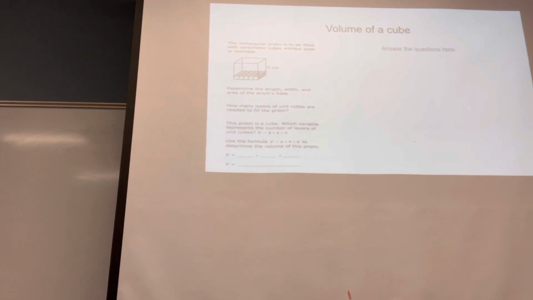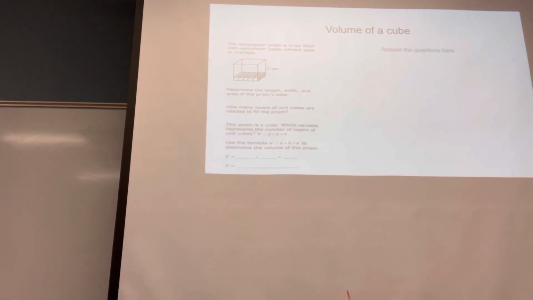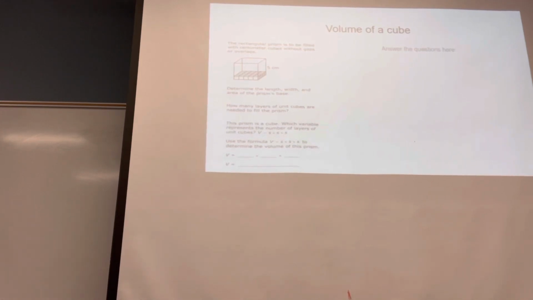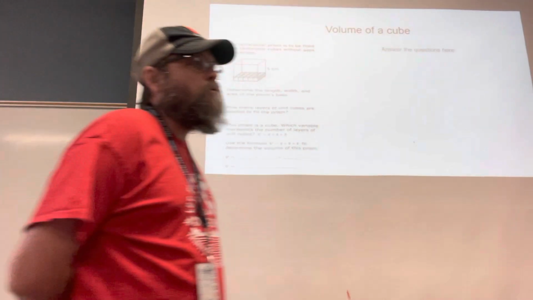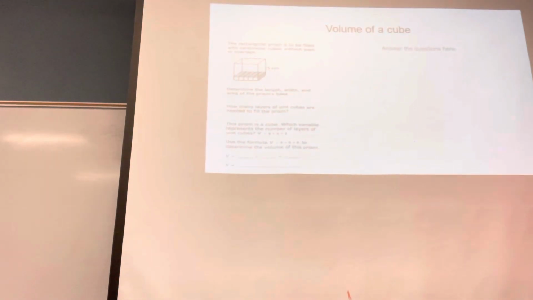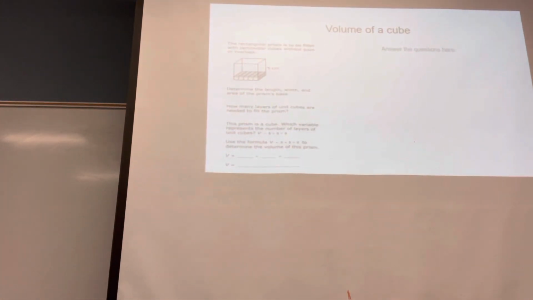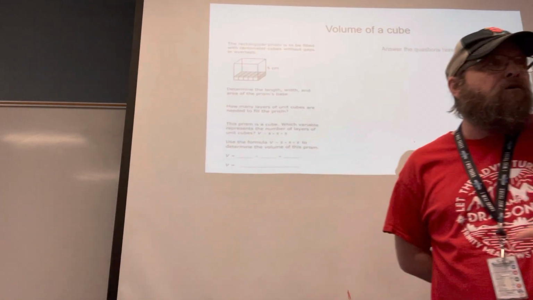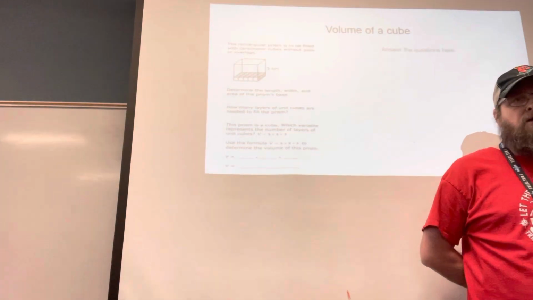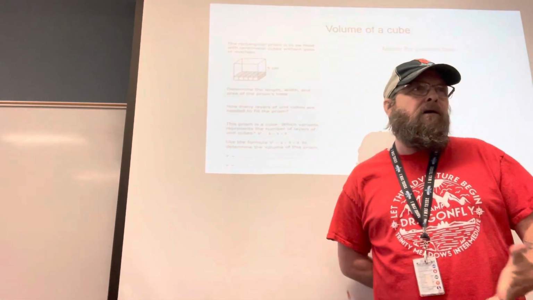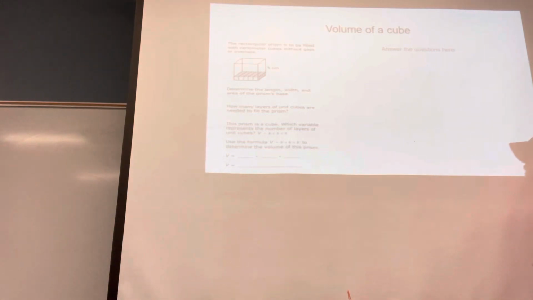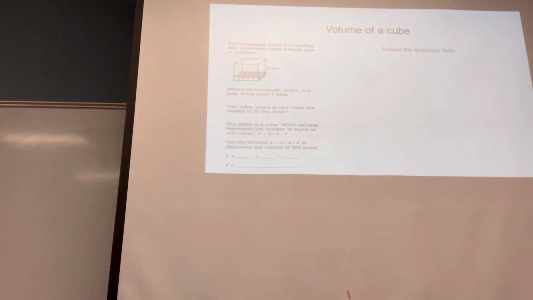Volume of a cube. Noah, can you remember what a cube is? A 3D square. It is a 3D square, which means it has 6 faces. The length, the width, and the height are all the same. If it's a cube, the length, the width, and the height are all the same. Kind of like a die when you're playing Monopoly or rolling die. Die? Dice? No, multiple of dice is die.